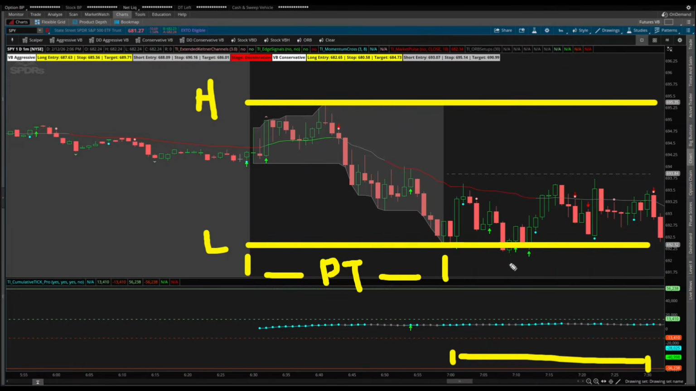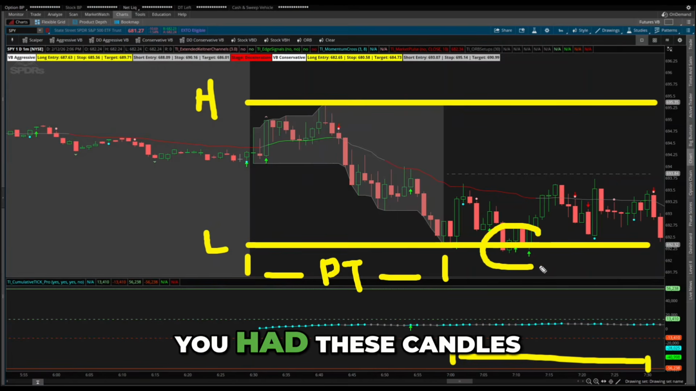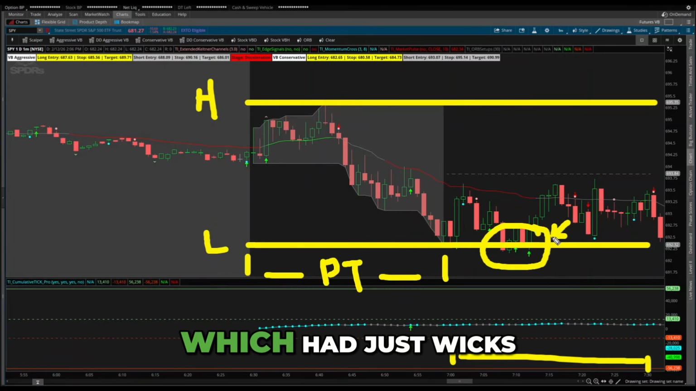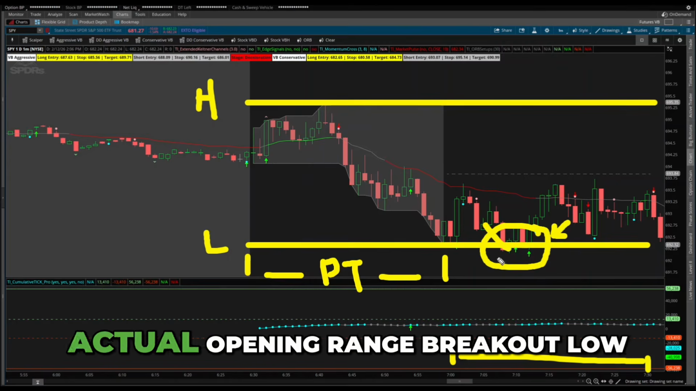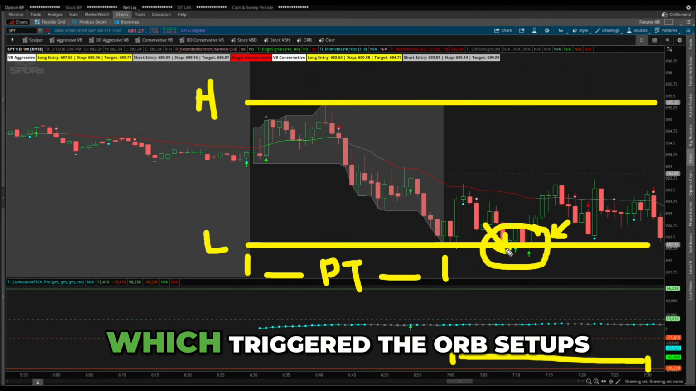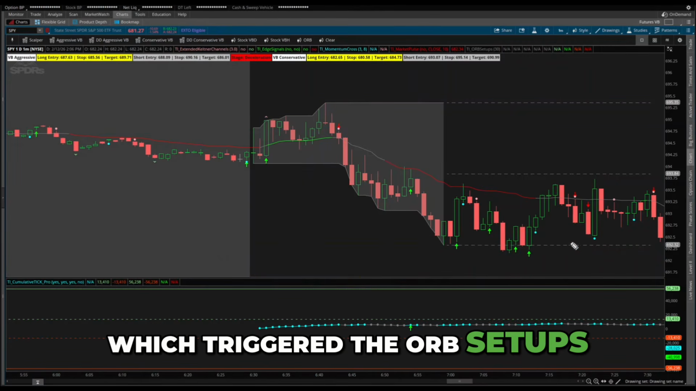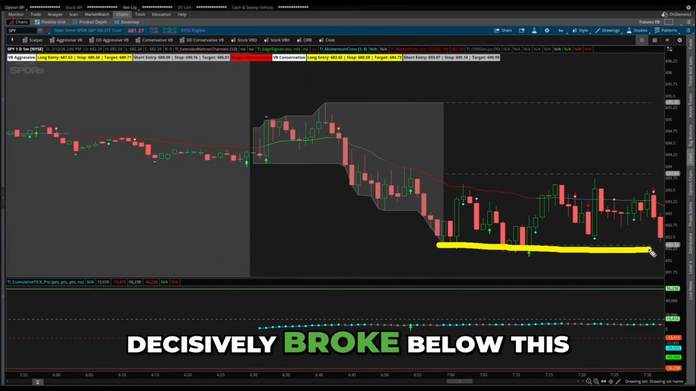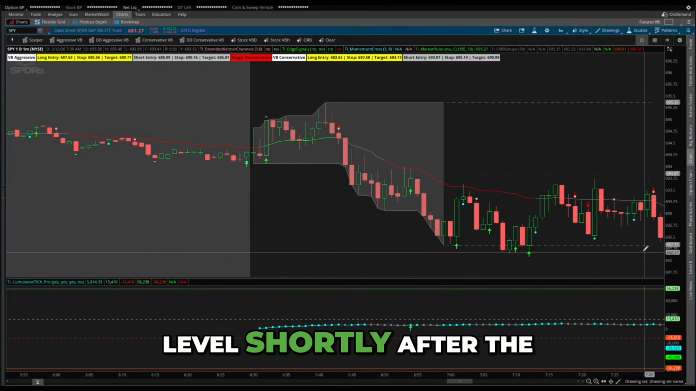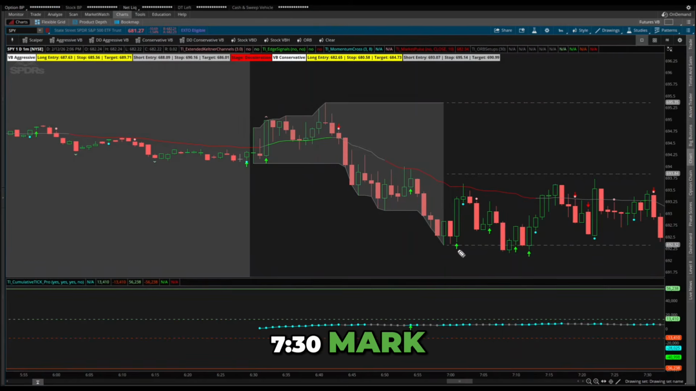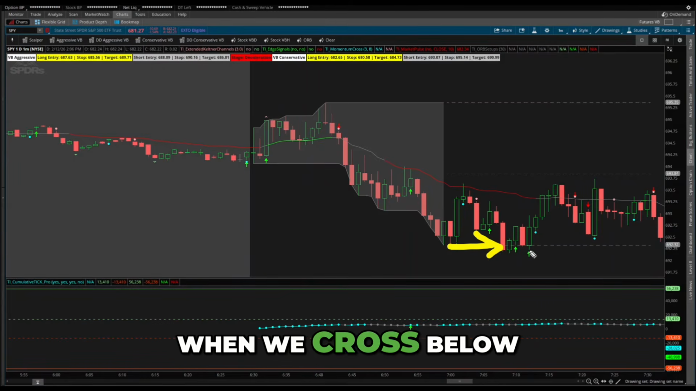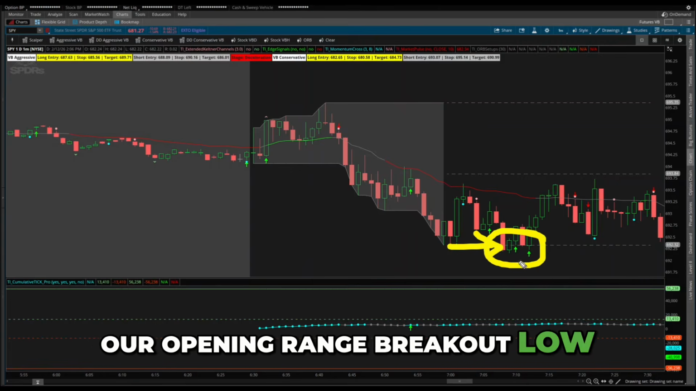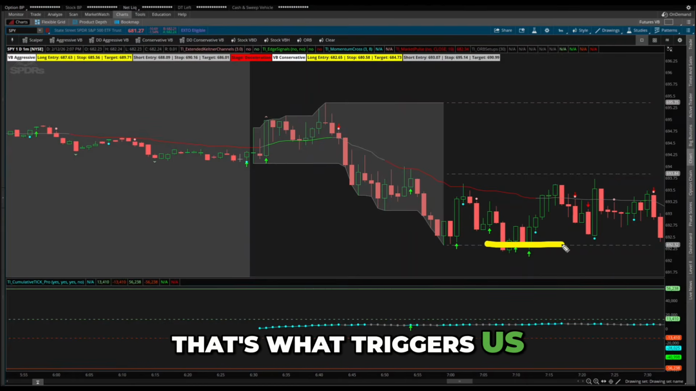Pacific. Now inside of the S&P 500, if we take a look, you had these candles right here, which had just wicks below the actual opening range breakout low, which triggered the ORB setups, but the S&P more decisively broke below this level shortly after the 7:30 mark. Now the setup is quite simple. When we cross below our opening range breakout low, which happens here, that's what triggers us into the short.